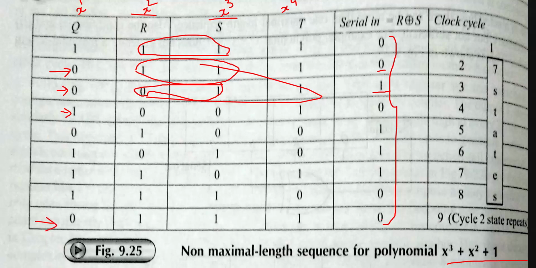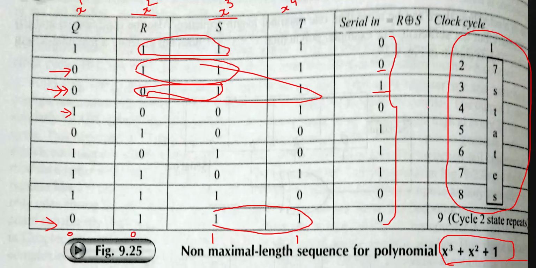In the next clock cycle, 1 1 means 1 XOR 1 is 0. The 0 comes here, then 1, then 0 0 1 1. This is already available here. So the pattern starts repeating in the 9th clock cycle. So this polynomial satisfies our two necessary conditions, but it is not going to generate the maximum number of states of this linear feedback shift register.